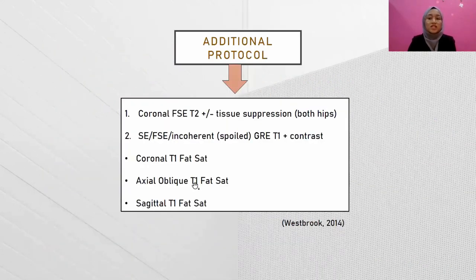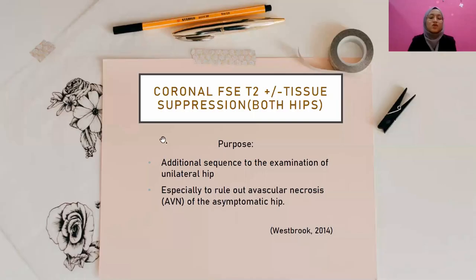Okay, there are 2 additional protocols for MRI hip. The first one is the coronal FSE T2 with or without fat suppression of both hips. The purpose is that it is an additional sequence to the examination of a unilateral hip. It is especially to rule out pathology of avascular necrosis, AVN, of the asymptomatic hip.